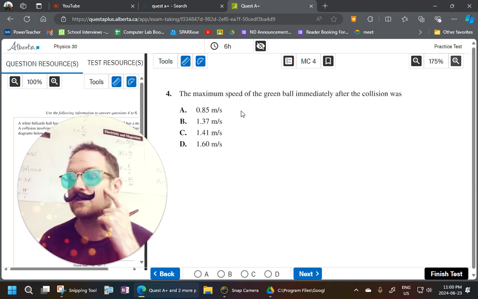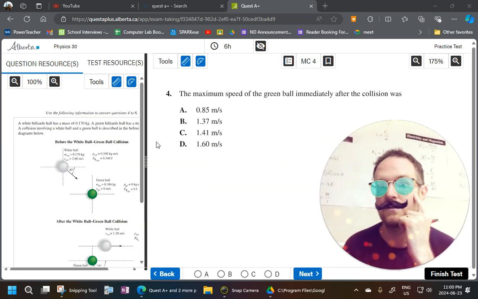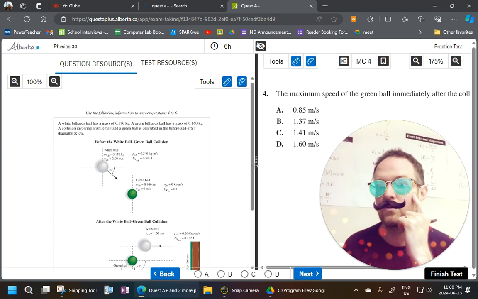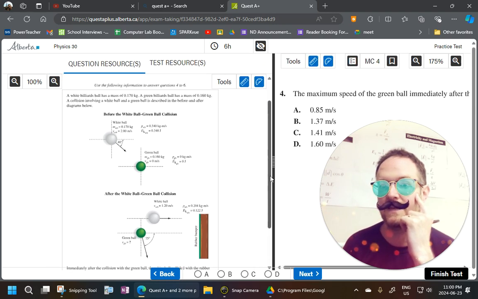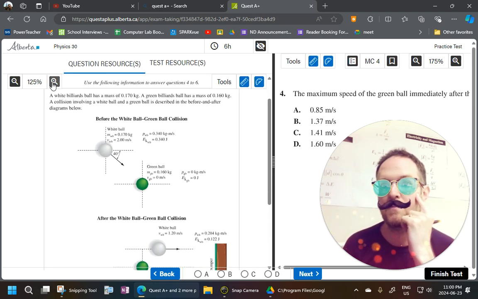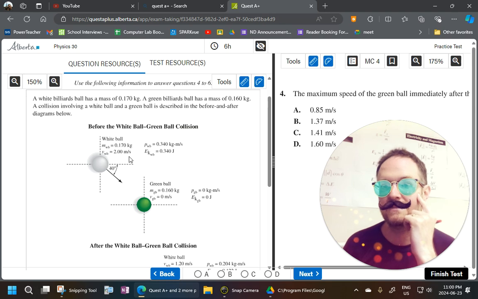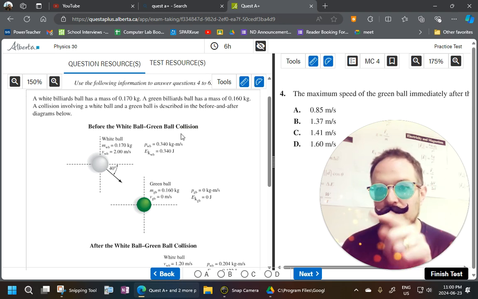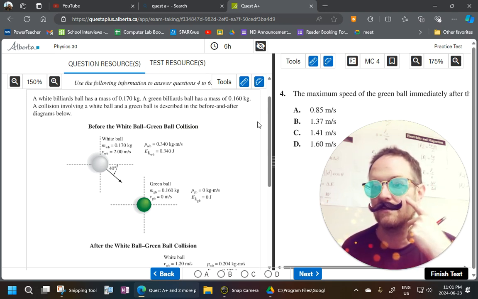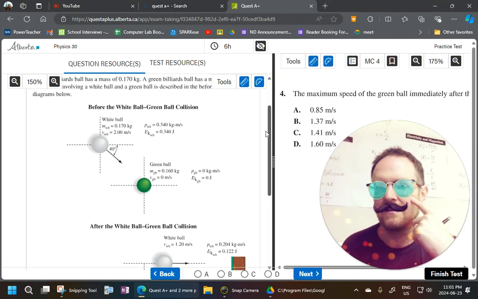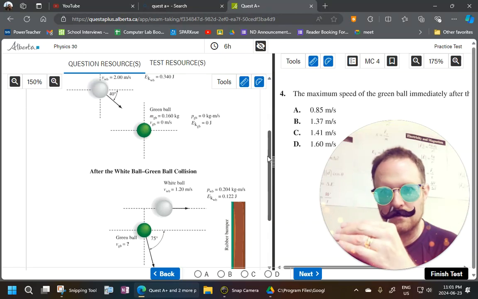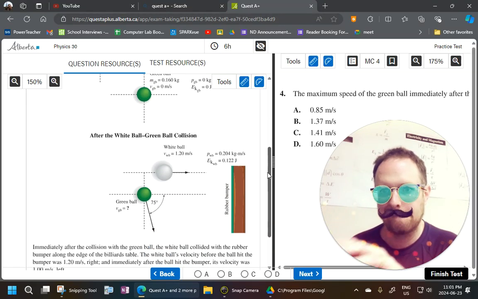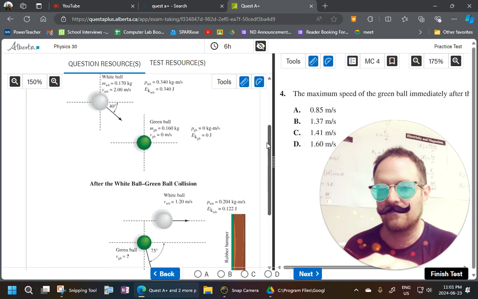What's the maximum speed of the green ball after the collision? Okay, so we got this horrific picture. I've done this one before. It's ugly, but that's okay. What's nice about this is that they've given us all these momentums and energies already. We're using this from questions 4, 5, and 6. They come along, they hit each other, and then that white ball moves perfectly horizontal towards that rubber bumper over there, and the green ball goes down at this 75 degrees.